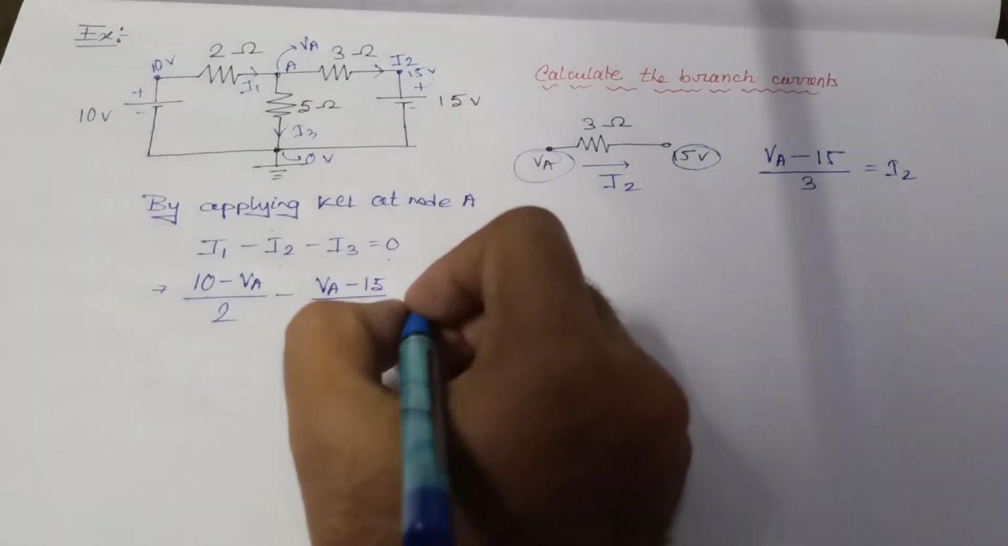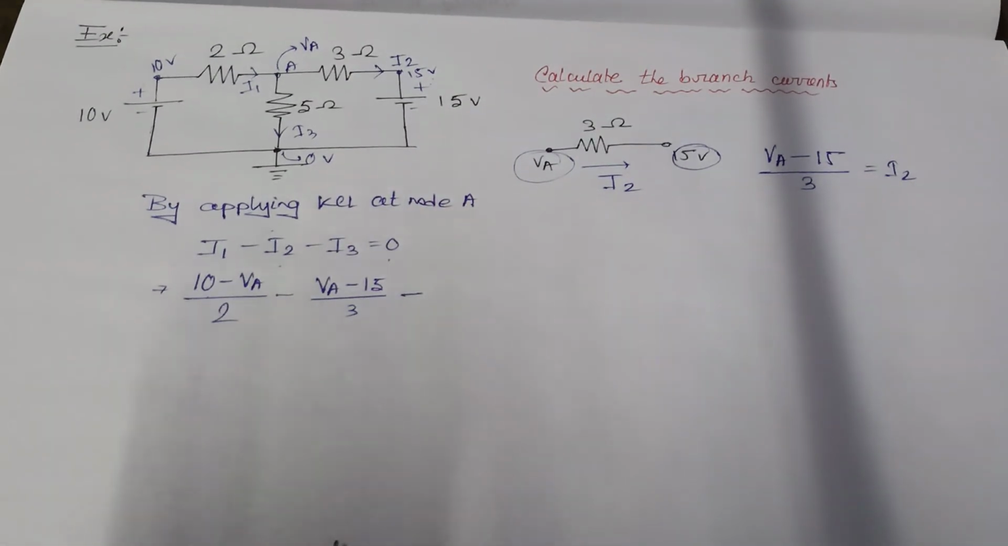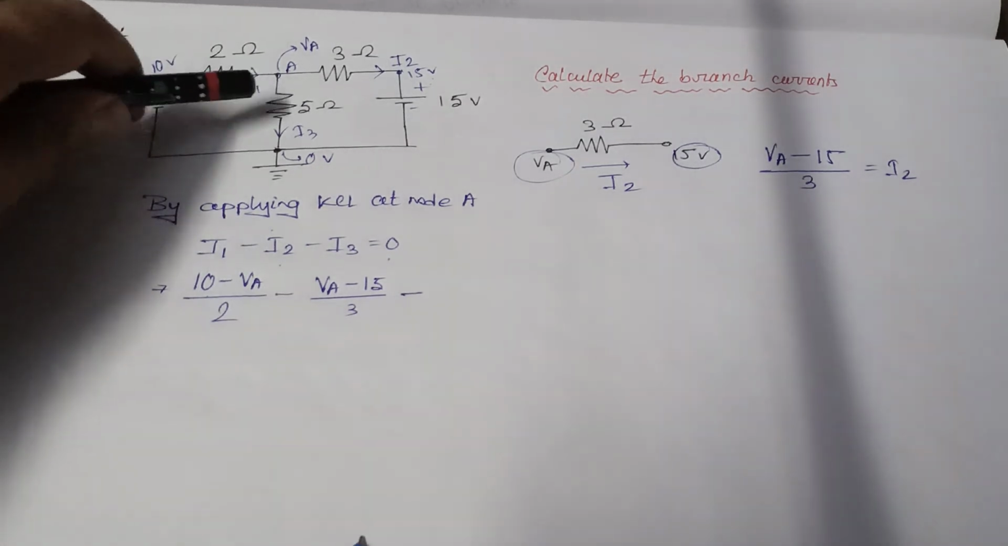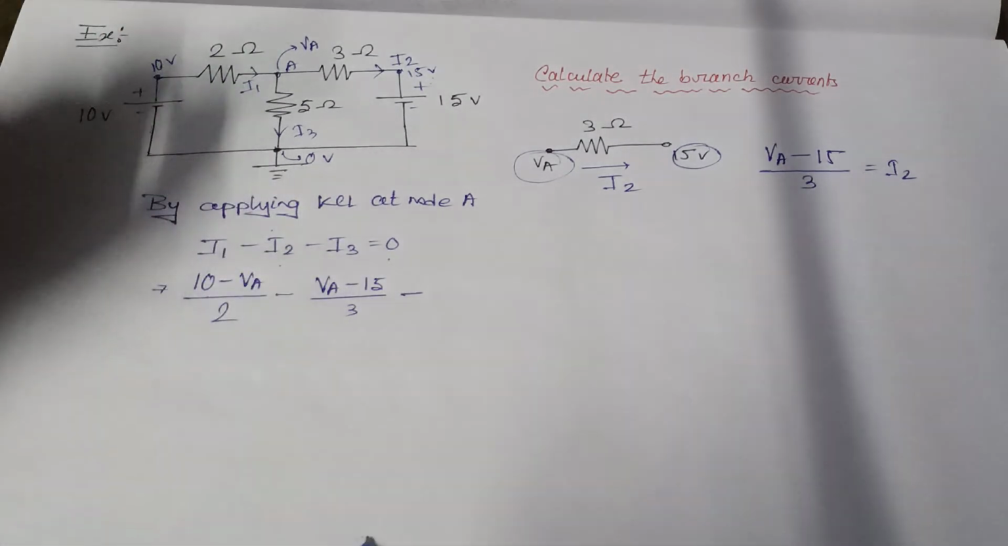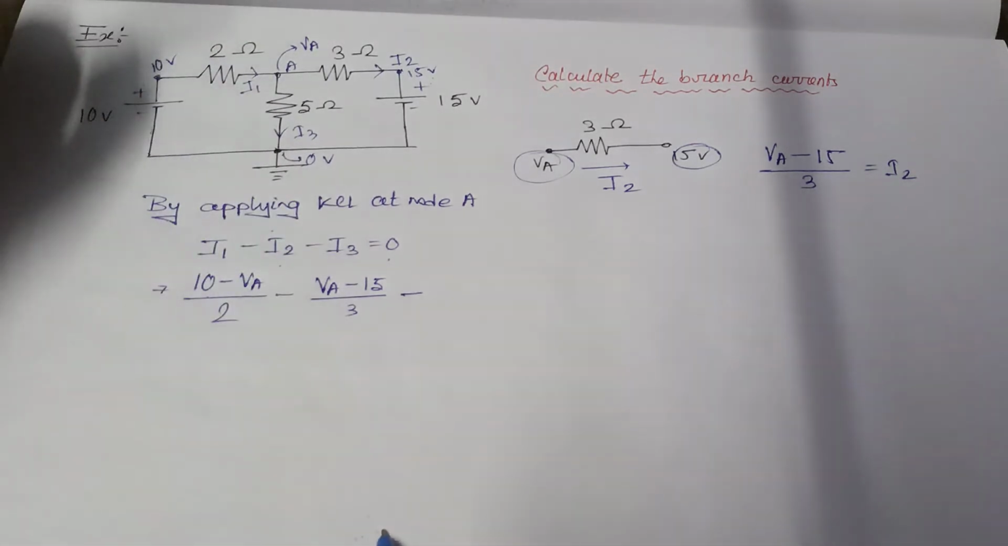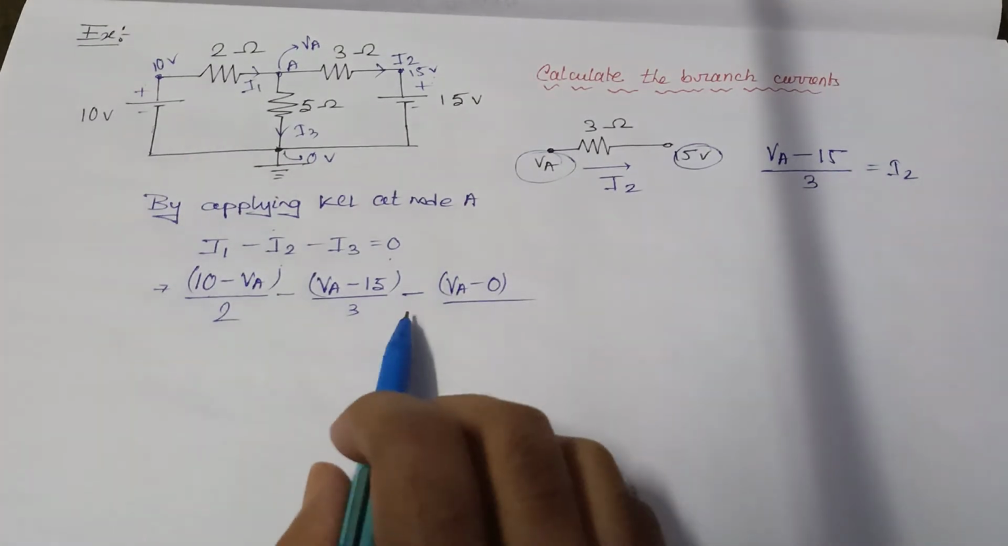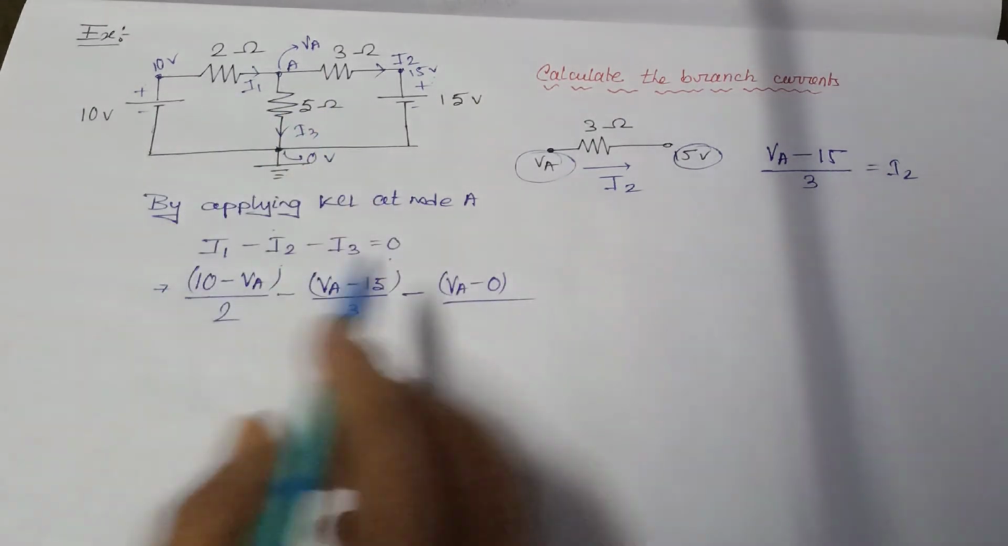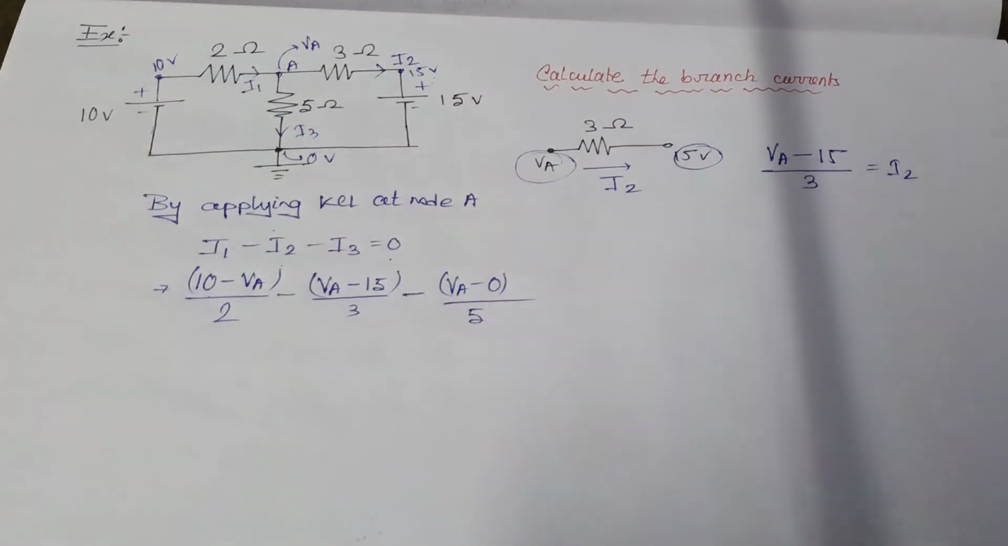Minus, now I3. I3 is moving from point A to this ground. What is the potential of point A? It is VA, and the potential of this point is 0. So the potential difference will be VA minus 0 divided by the resistance, 5 ohm. So write VA by 5 equals to what?